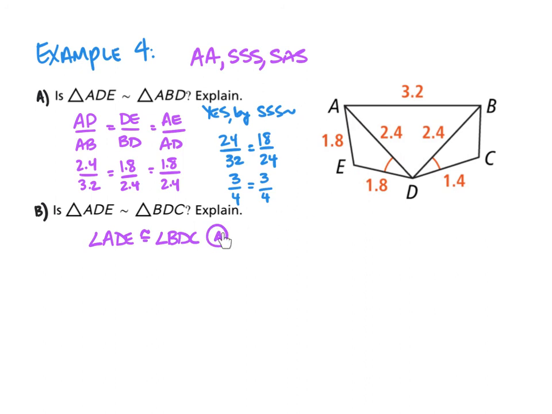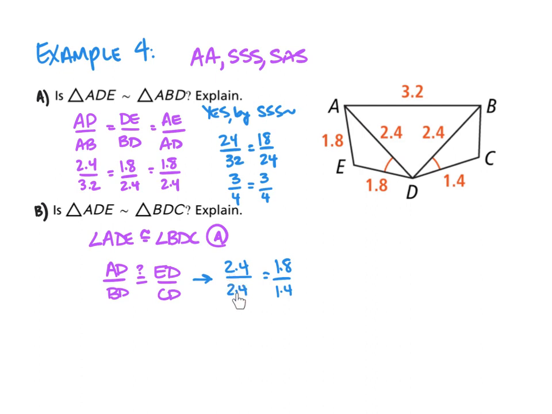So now let's just set up the sides that include those angles. Let's set those up in a ratio. That would be maybe AD over BD, and check to see if that equals ED over CD. And so when I substitute in the numbers for those, the actual values, I have 2.4 over 2.4 equals 1.8 over 1.4. Now something seems off here, right?